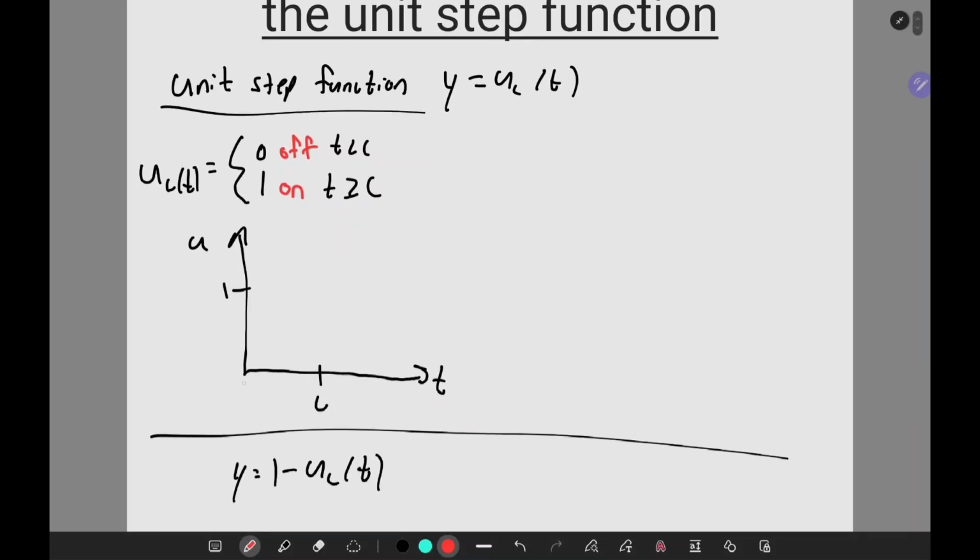If the switch is off, it's going to look like this, and it's going to be turned on at time c, and it's on for however long. In this case, for forever. It just tells us what time the circuit gets turned on. Basically, that's how I like to think of it.